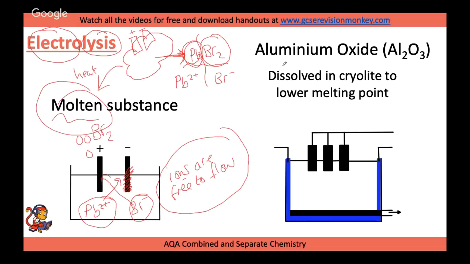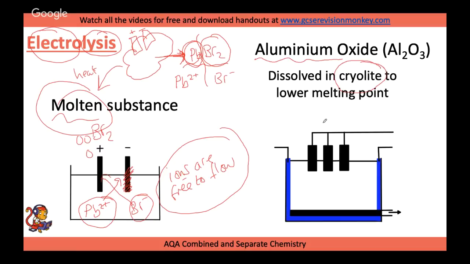There's one example of this, a special example. It's the electrolysis of aluminium oxide. Aluminium is really important. It's used in things like building aeroplanes. So that's really important. So if we wanted to split up aluminium oxide, we'd first, and this has been quite a common question in the past, dissolve it in something called cryolite. And this lowers the melting point.